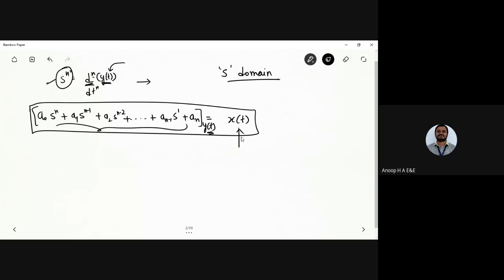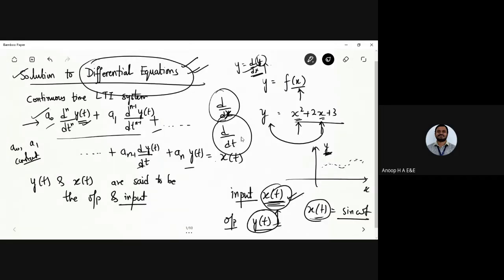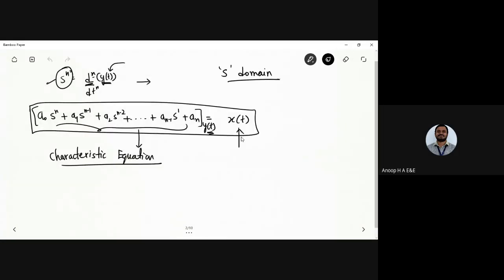So this entire term is generally called the characteristic equation. Okay, so this is the characteristic equation. Now the equation that I was going to write for a continuous time domain system, I can represent via the characteristic equation. If I have a characteristic equation, I can obtain the roots of the characteristic equation.